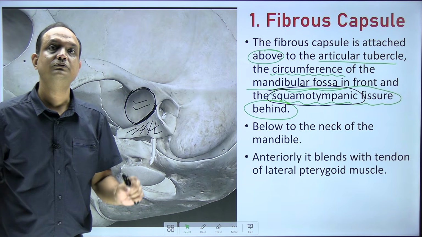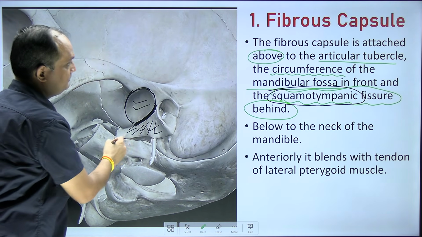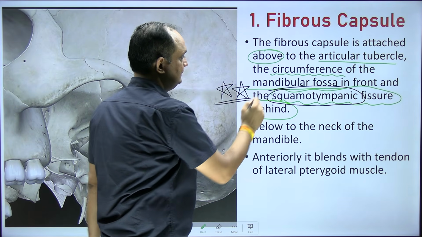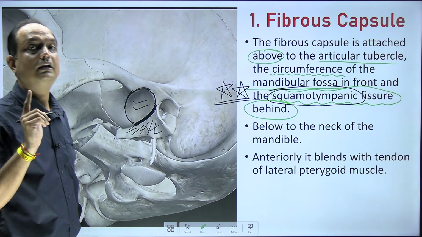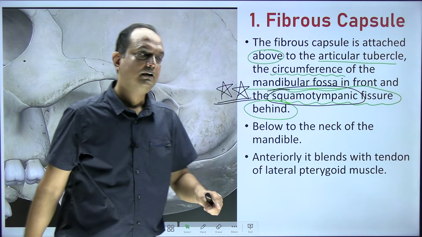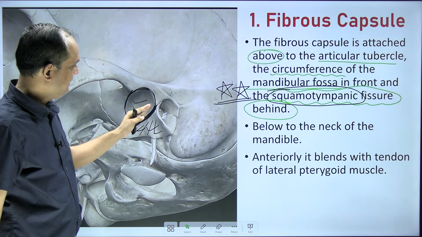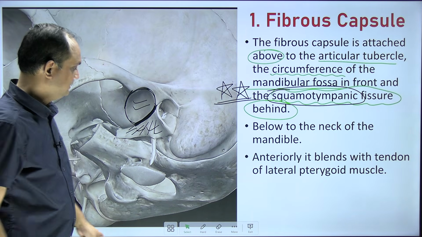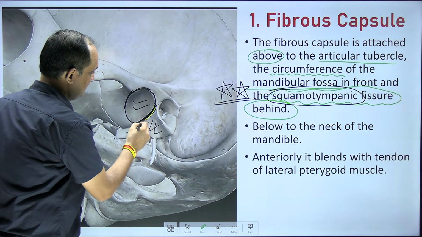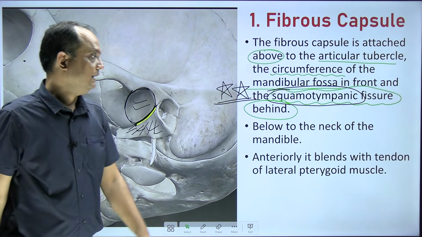But my dear students, you have to understand that this fissure provides attachment to the capsule. Now this is a very, very important question: this fissure is known as the squamotympanic fissure, and the area anterior to the fissure is articular and the area behind the fissure is non-articular. That's why the capsule of your TM joint is posteriorly attached to this fissure, which is known as the squamotympanic fissure.